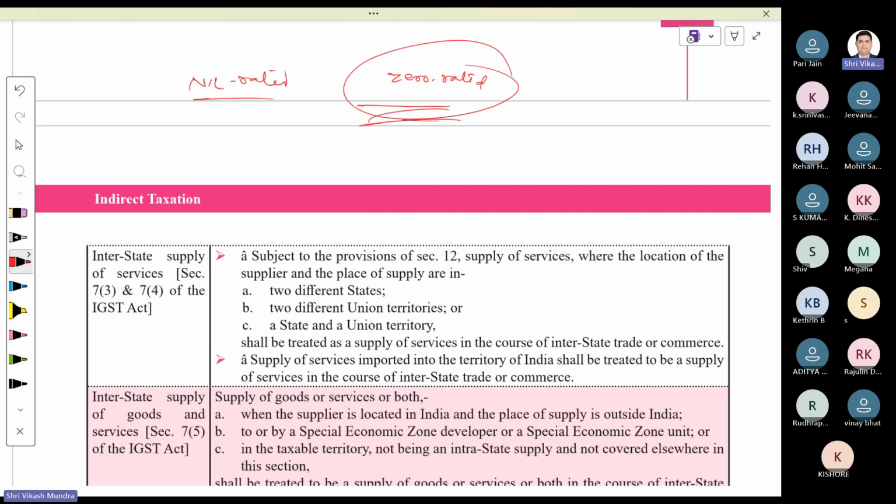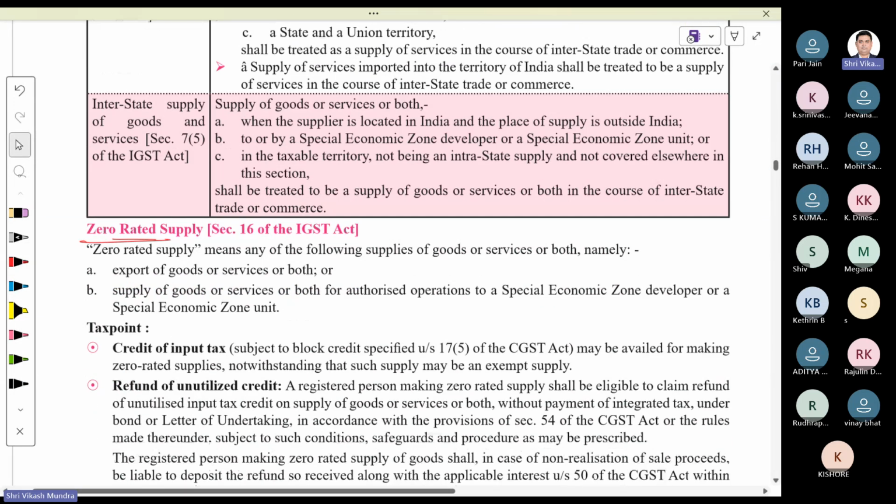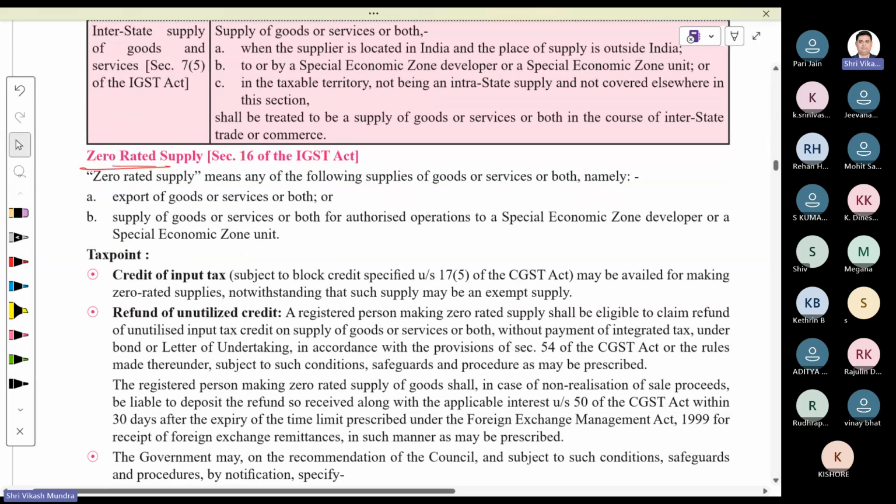Now we are going to discuss zero rated. We know that the government wants to promote export. Any supply made as an export or supply of goods or services or both for authorized operation in SEZ, Special Economic Zone, shall be treated as a zero rated supply. Zero rated supply means export of goods or services outside India and supply of goods or services or both for authorized operation to a special economic zone developer or a special economic zone unit.